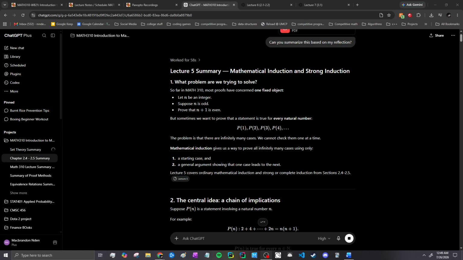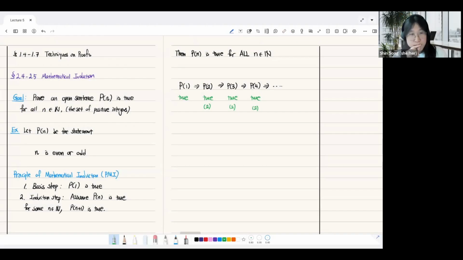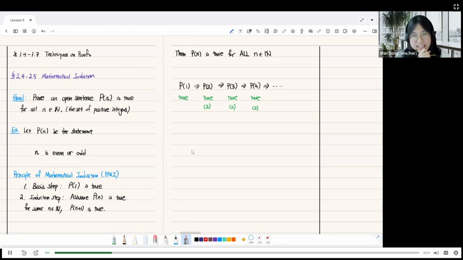Any questions so far? All right. So the central idea is a chain of implications. Let's actually use this to prove a very, very obvious statement: for all natural numbers n, n is either even or odd.